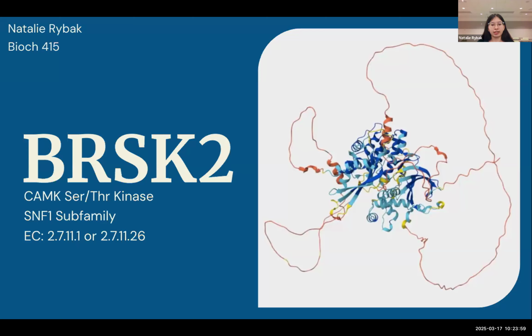So for my project, I chose the kinase BRISC2, which is a serine threonine kinase. Over here, I have the AlphaFold predicted model, which, as you can see, decreases in confidence as you go out from the core of the protein, which makes a lot of sense because the regions get more flexible.